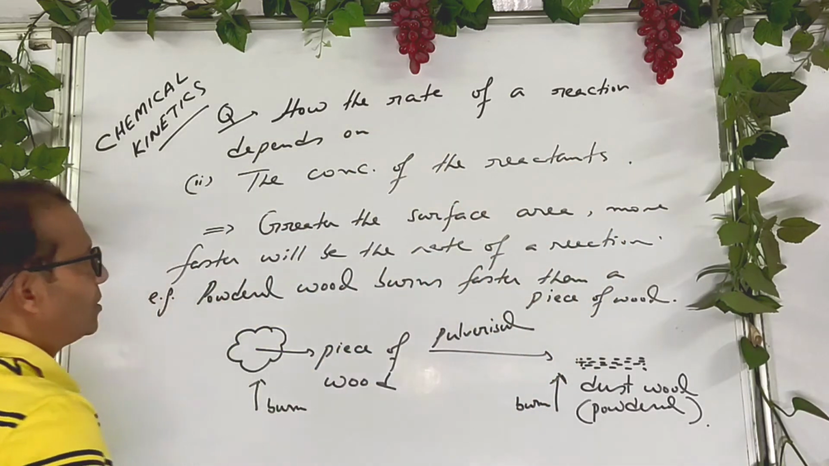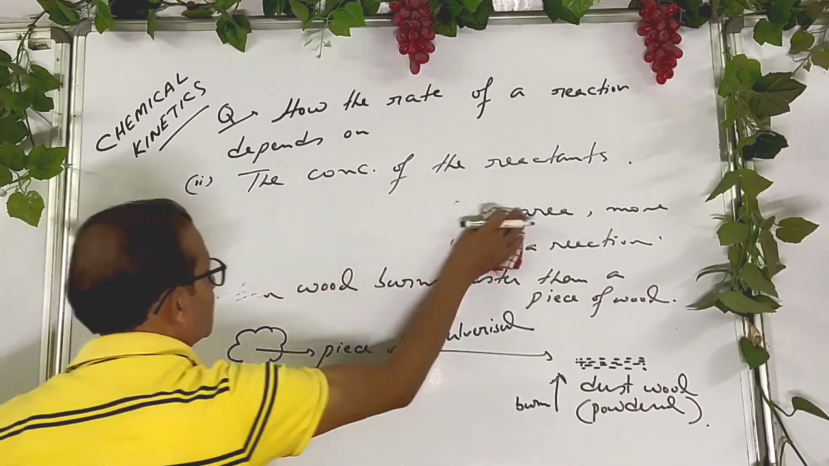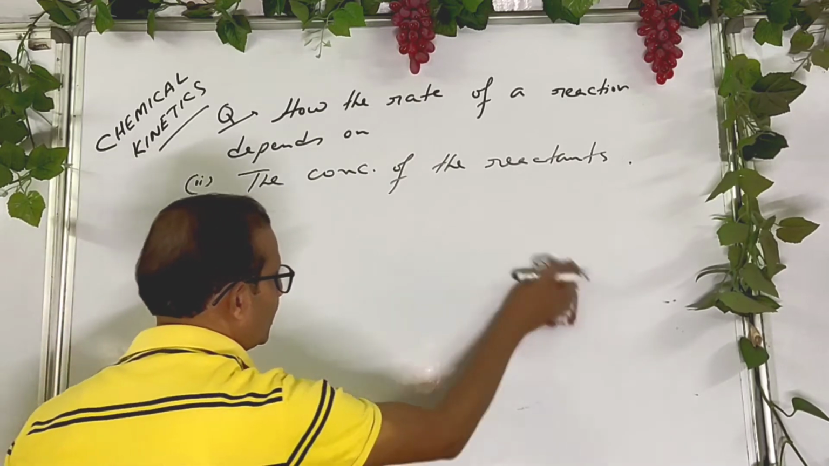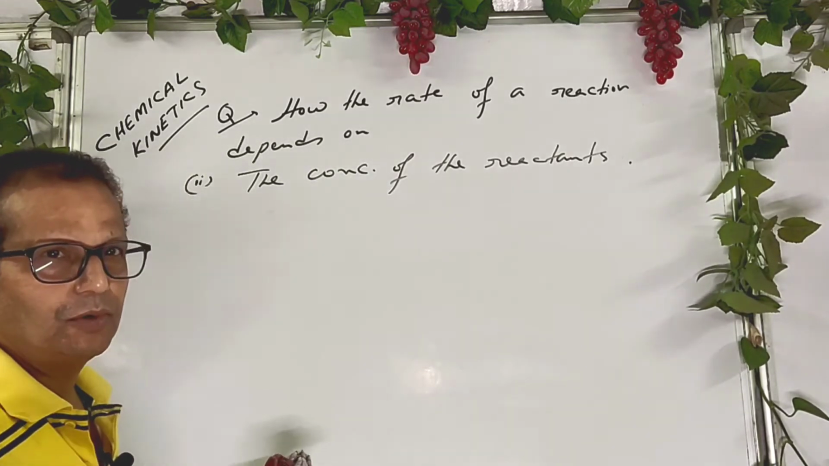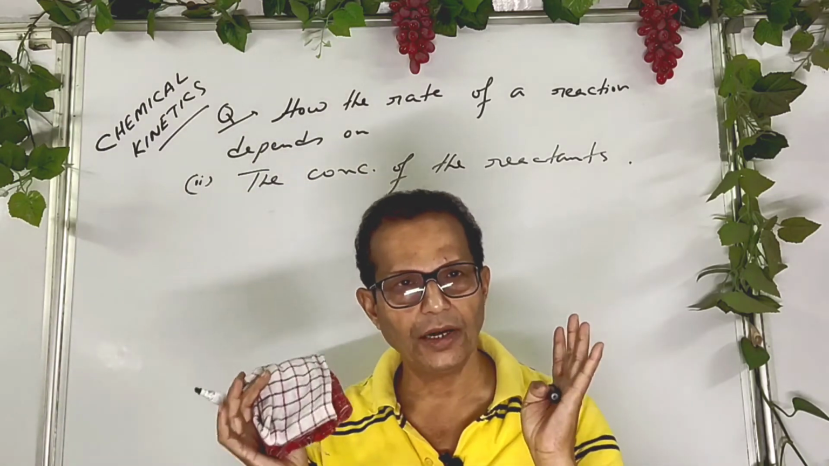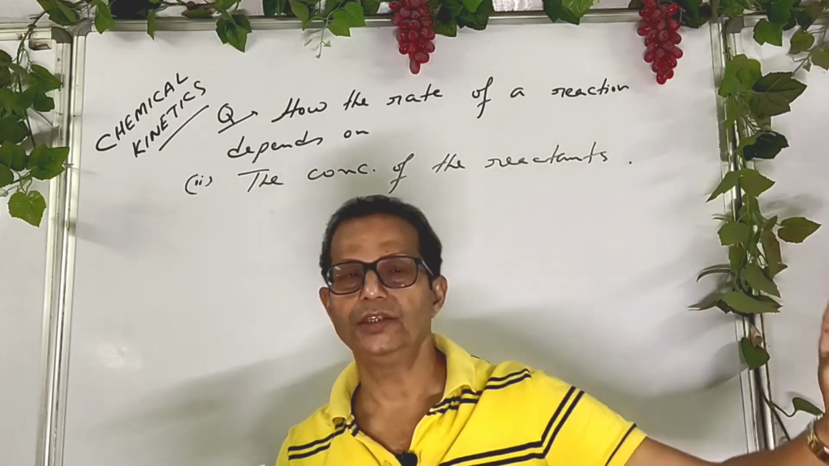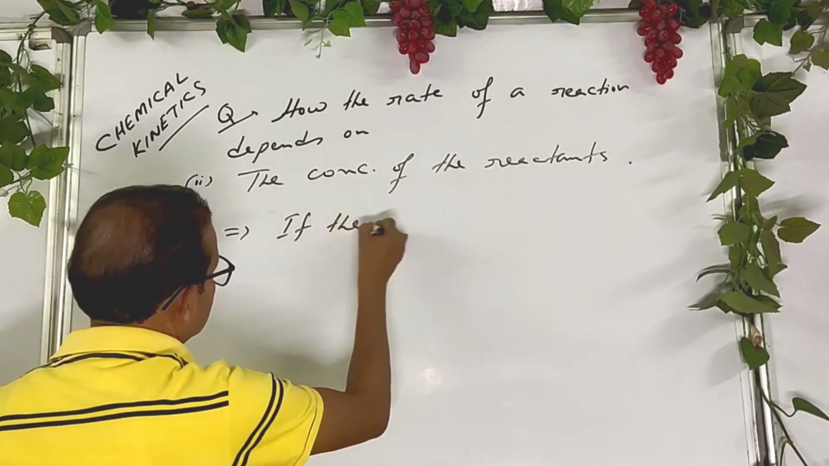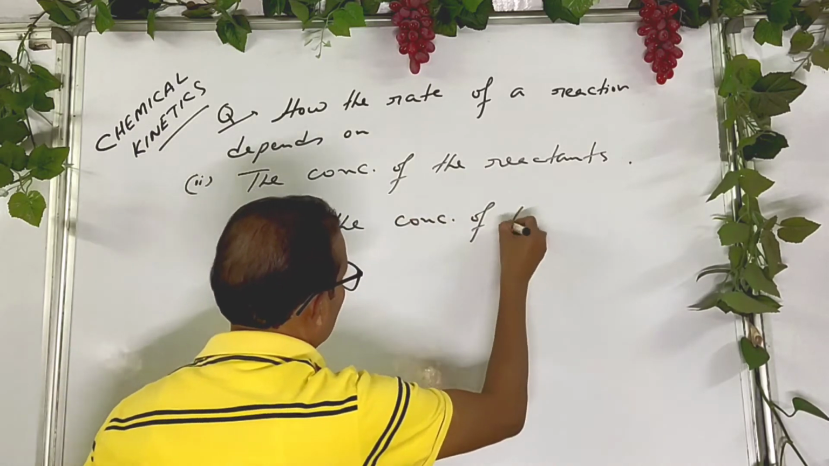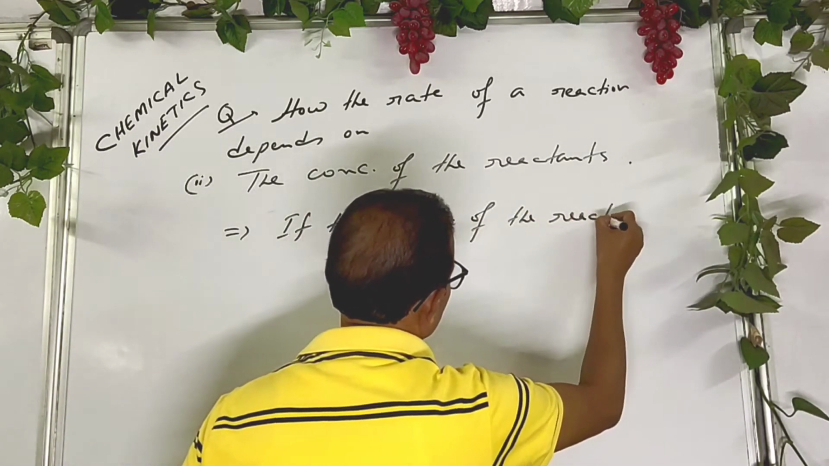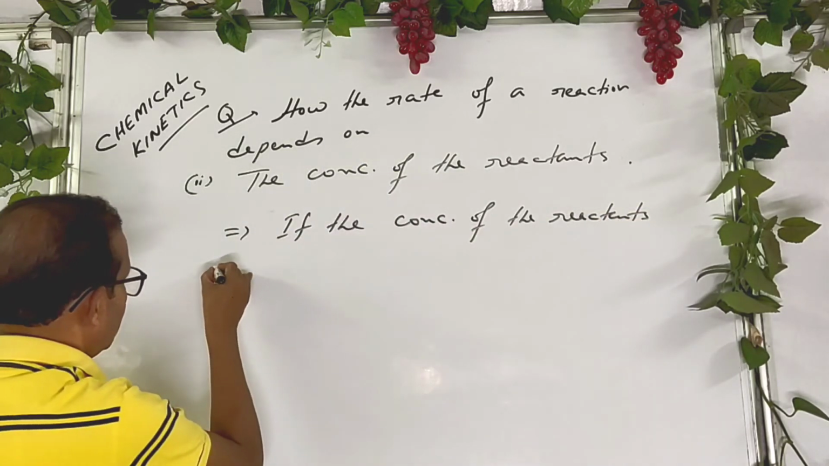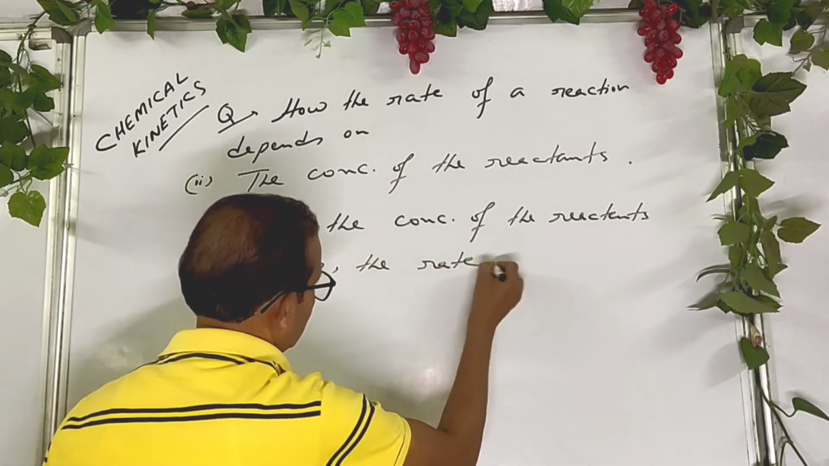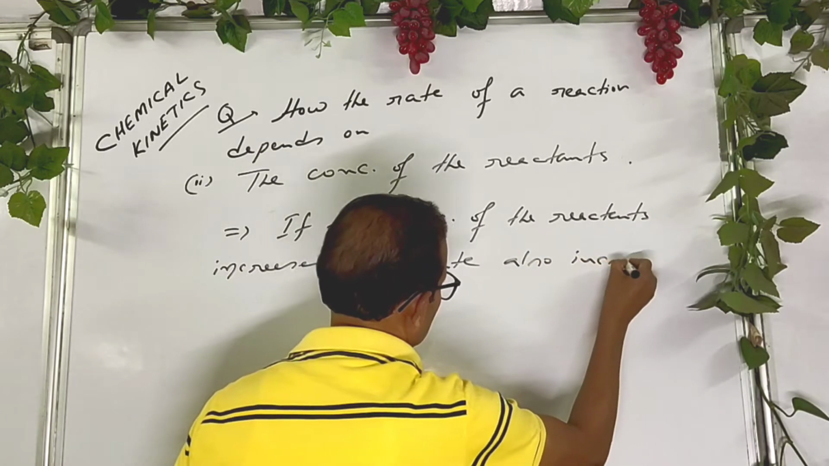How the rate depends on the concentration of the reactants. Very easy. If the concentration of reactant becomes more, the rate becomes more, because more reactant particles directly change into product. So what is the answer? If the concentration of the reactants increases, the rate also increases.